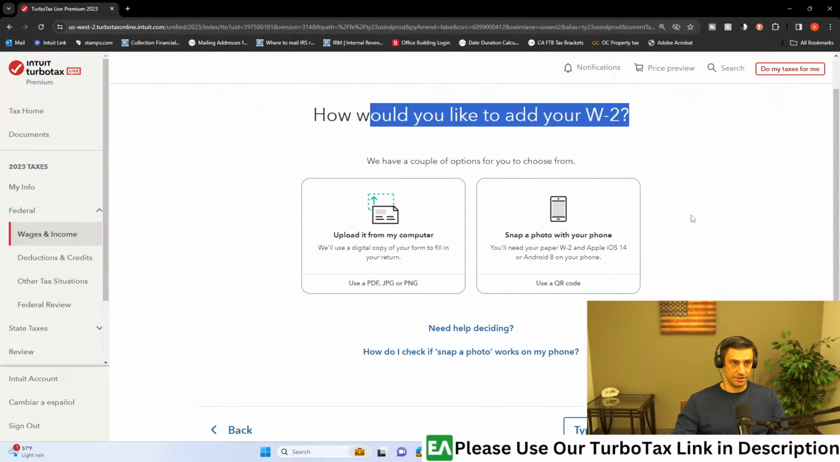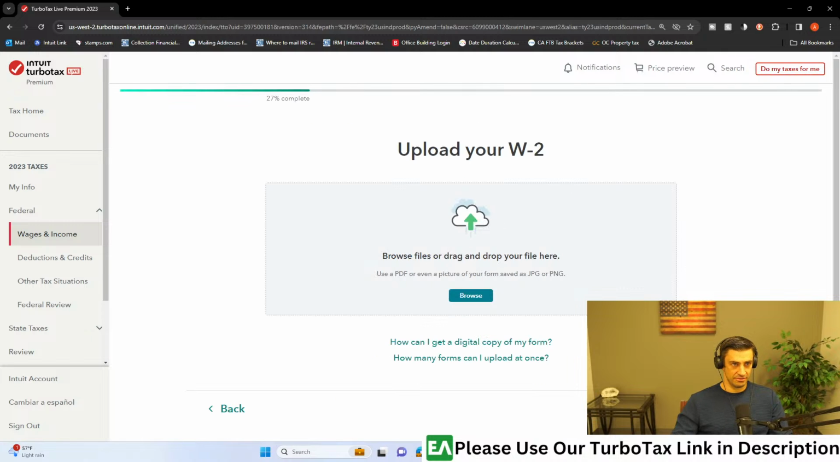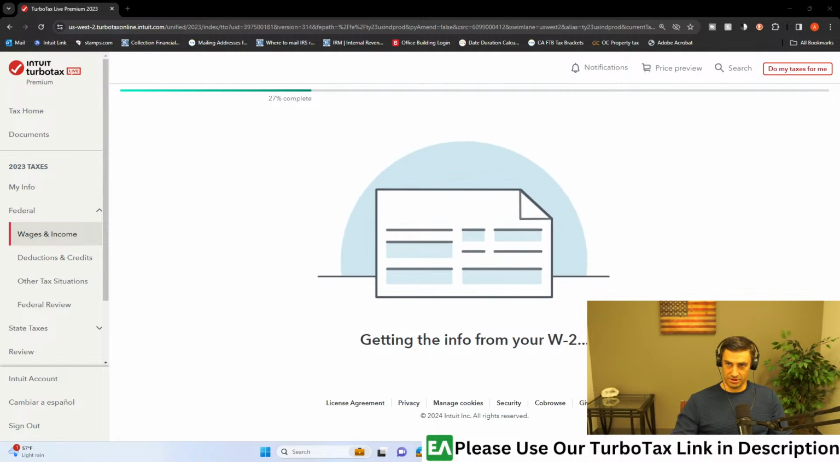How would you like to add your W-2? I'm going to say, I need help deciding. That's funny. Upload it from my computer. Let's see what happens when I do that. Hit continue. Okay, I'm going to do a drag and drop from my other screen here. See what happens. It's redacted, so it's going to probably look a little funny when it comes through.